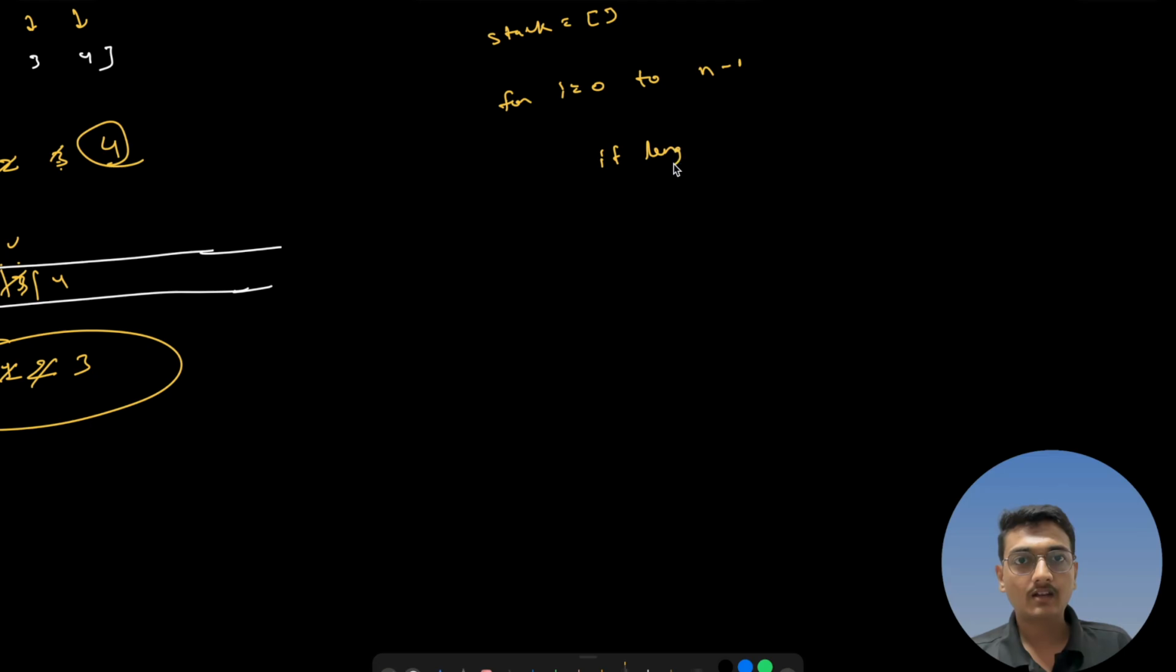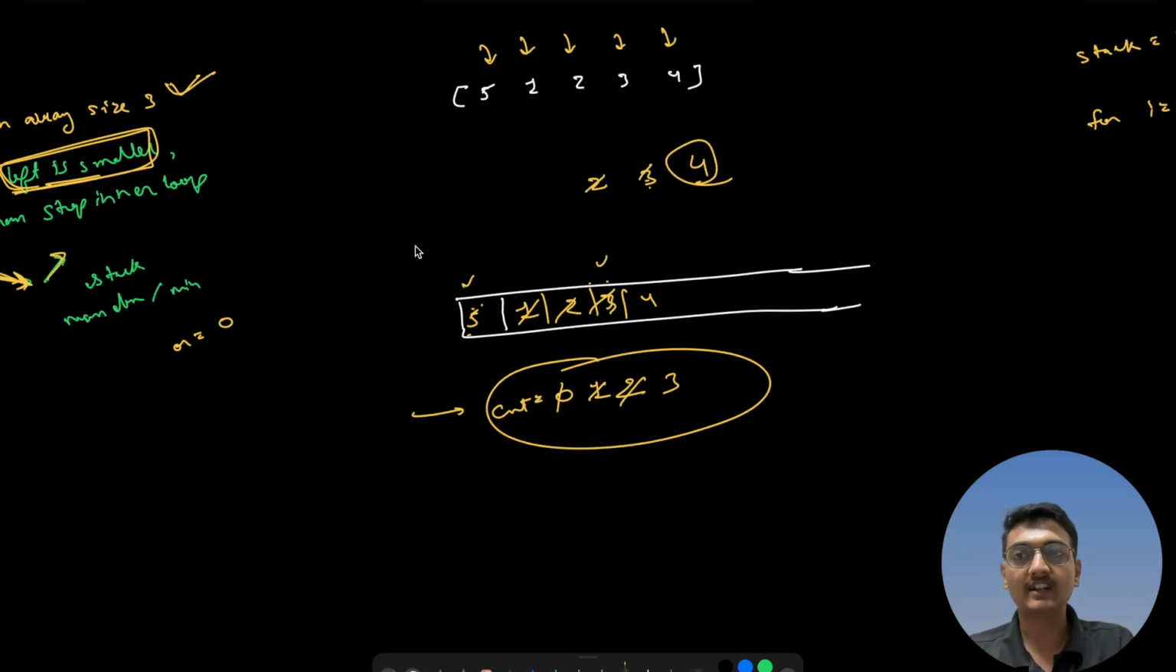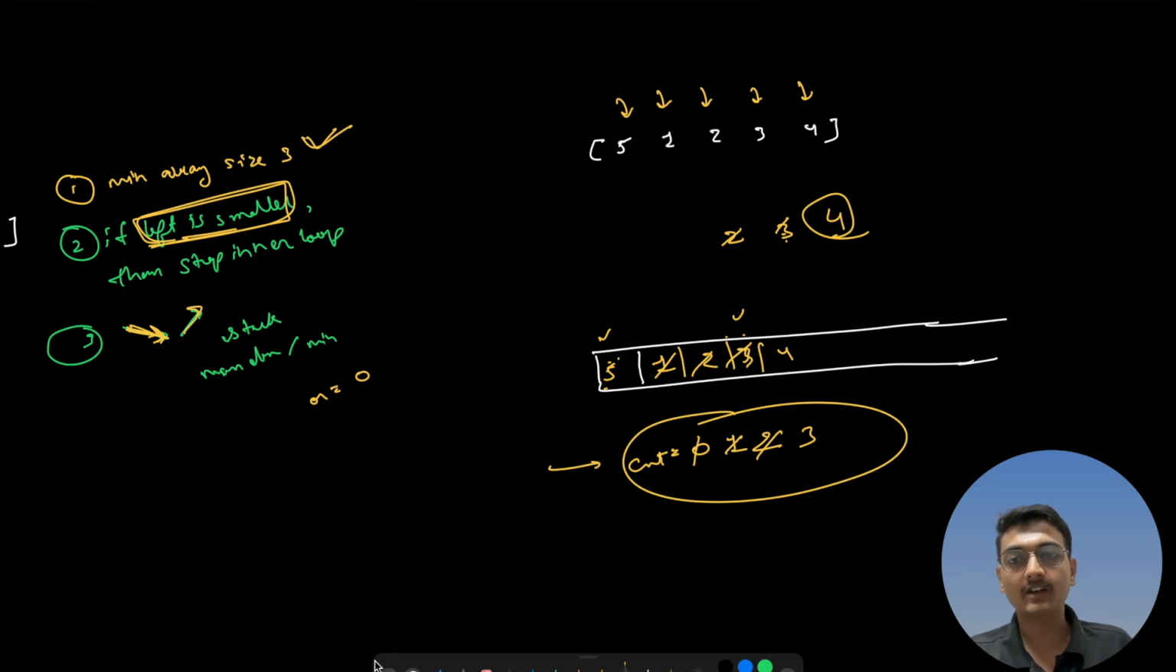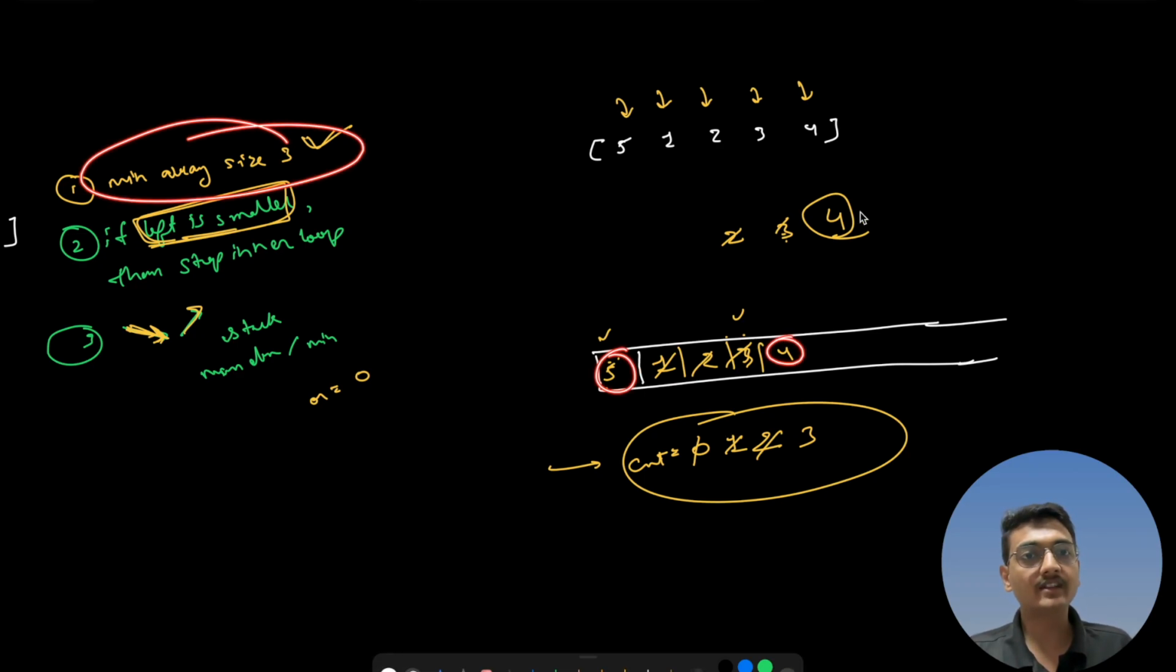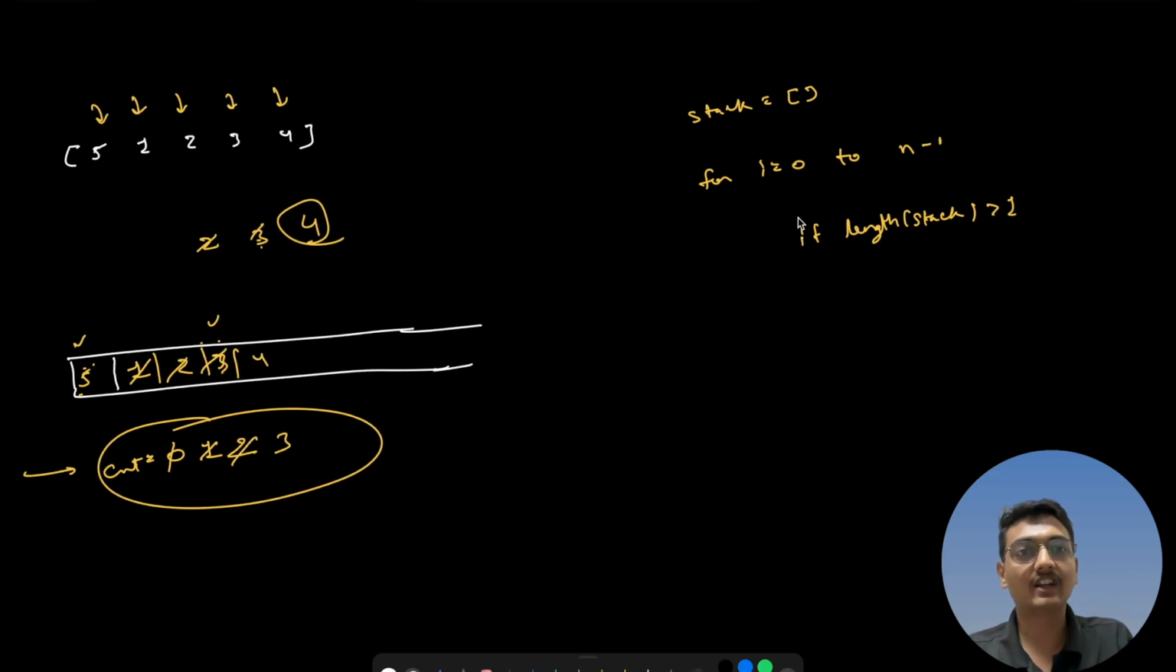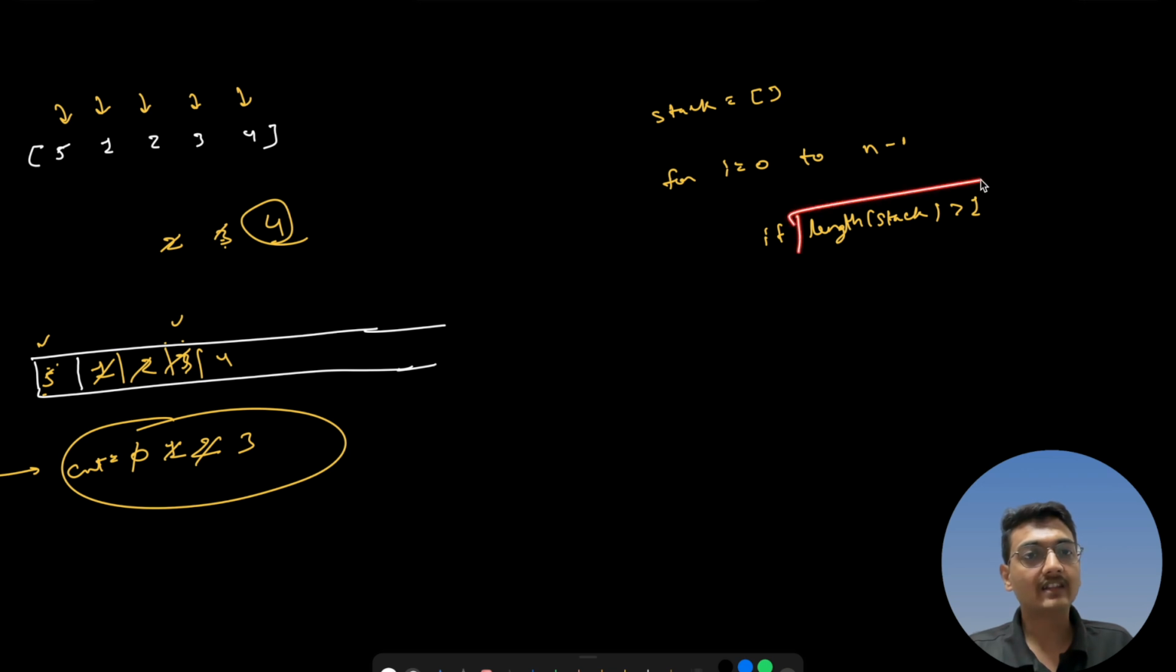If length of stack is greater than 1. Why are we checking this condition? Because I need at least 3 elements, right? To compare 3 elements, I would at least need these 2 elements, and this is the third element. So minimum stack size should be 3, right? That's why I'm checking. If stack size is 2, yes. Stack size is 3, yes. Stack size is 4, yes. But it can't be 1.